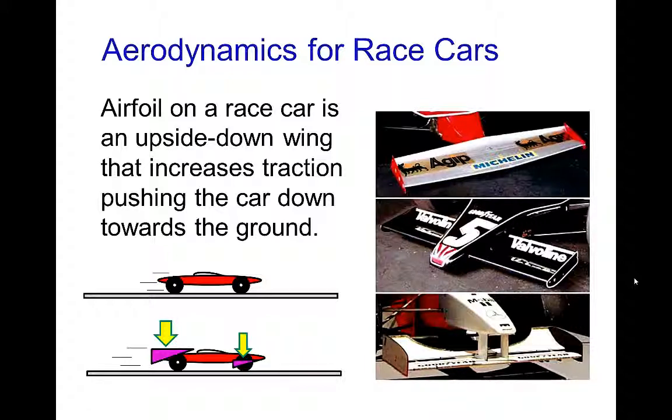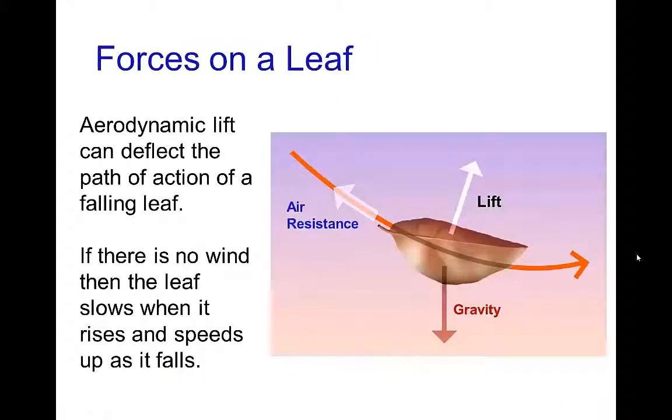Although we think of lift as being an upward force, it's not necessarily always the case. In fact, the airfoil on a race car actually is an upside down wing, and so instead of pushing up to lift the car, it actually pushes down. This is advantageous for race cars because they don't want to be flying up. They want to have better traction with the ground without adding weight. And so these airfoils are useful.